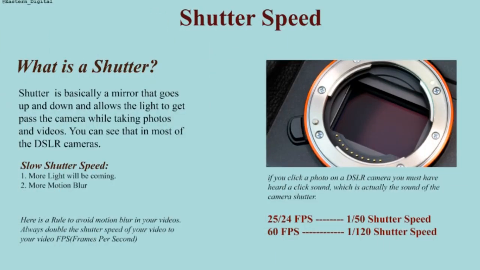A slow shutter speed allows more light, but it results in motion blur. A higher shutter speed allows less light, but it results in less motion blur in your footage. Our goal is to avoid motion blur and also allow more light to pass through and get a good exposure in our footage. To achieve this goal, you need to keep one rule in mind.